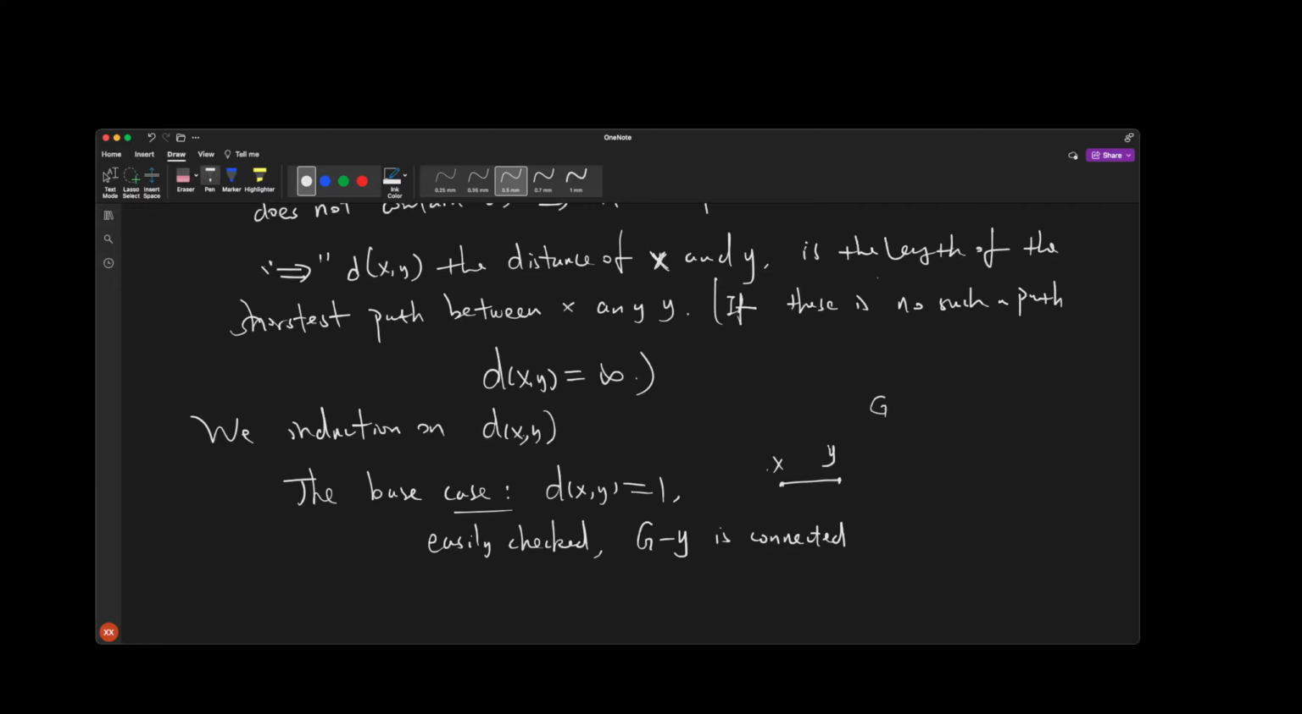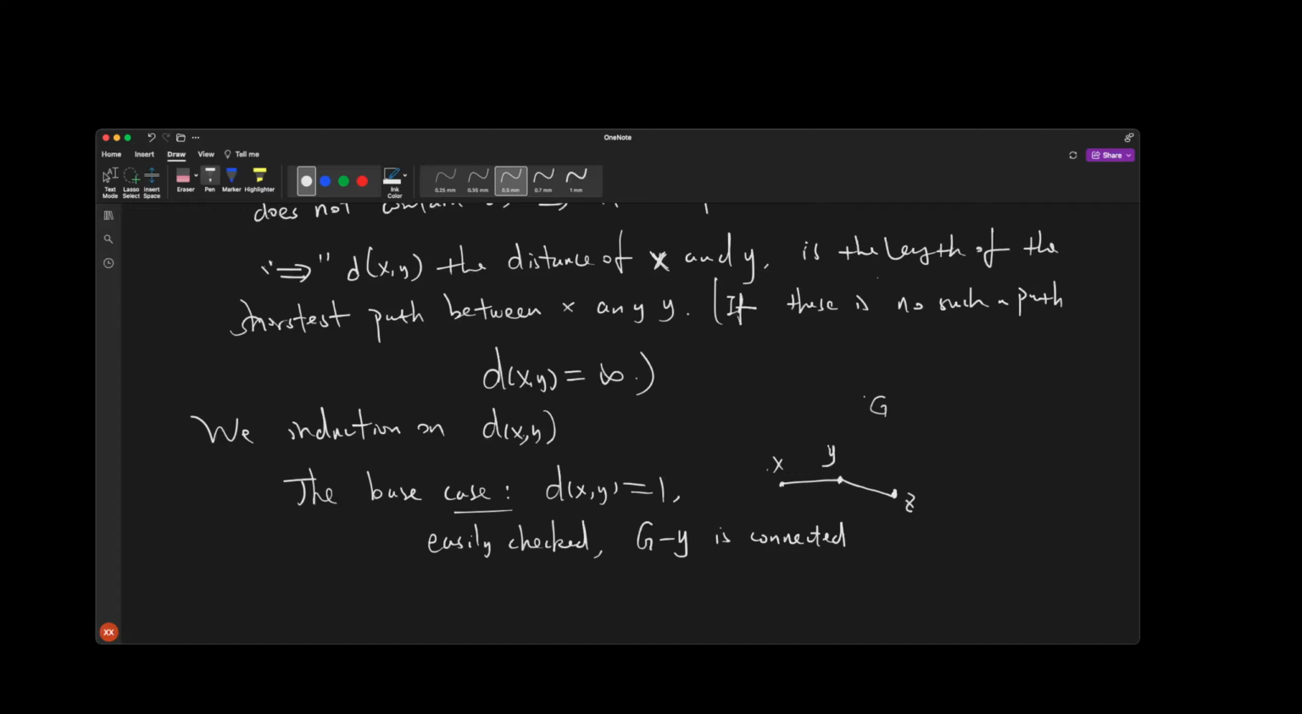I'll speak slowly. Because G has at least three vertices, and G is connected, there is some Z that joins Y or X. So the whole graph cannot be this edge. At least locally I have some Z such that this happens. Maybe Z joins X, but it doesn't matter, there is no difference between X and Y.